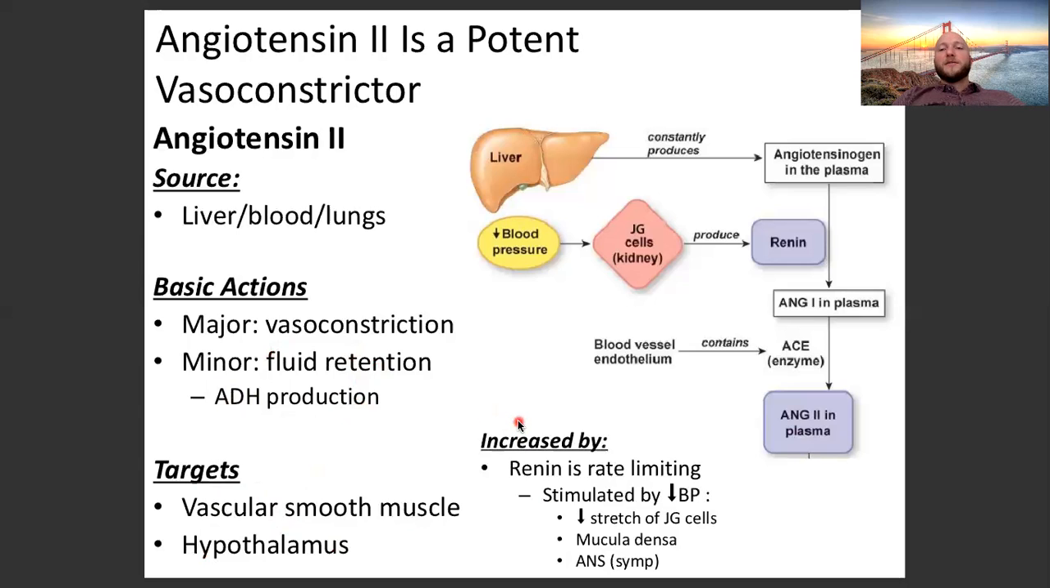Renin is the rate-limiting factor within this. There's always angiotensinogen; the rate-limiting factor is the renin. Renin production is stimulated by a decrease in blood pressure, which decreases the stretch of JG cells. The release can also be stimulated by the macula densa and by the autonomic nervous system, the sympathetic nervous system.